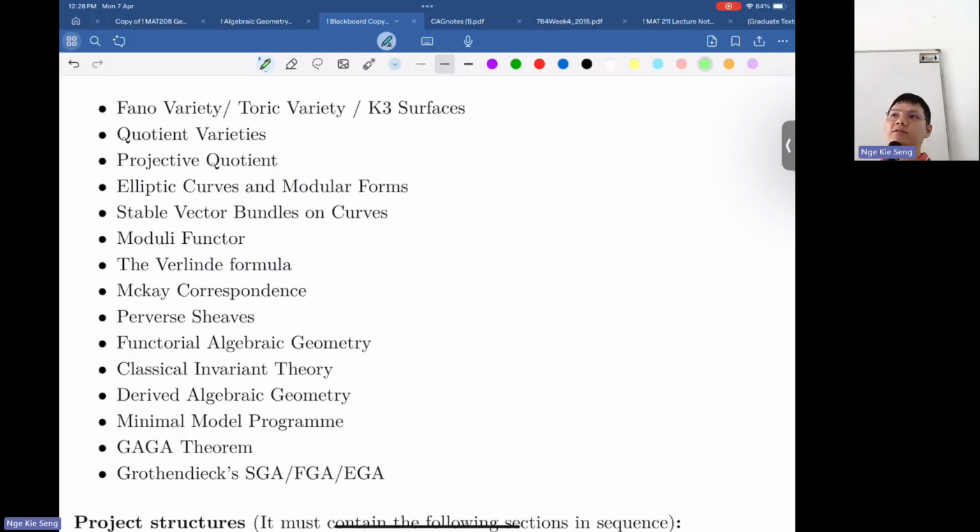What is it? Basically it's trying to classify some varieties, and then using a minimal model, you find a minimal one to represent that group. GAGA theorem is a very interesting theorem here. Basically, every complex analytic manifold you can describe using algebraic varieties, not manifold anymore. Or if you're interested, you can look into Grothendieck. Grothendieck left some writings. They call it SGA, FGA, EGA. All these you can look into.